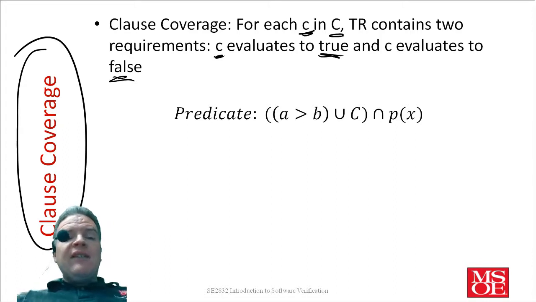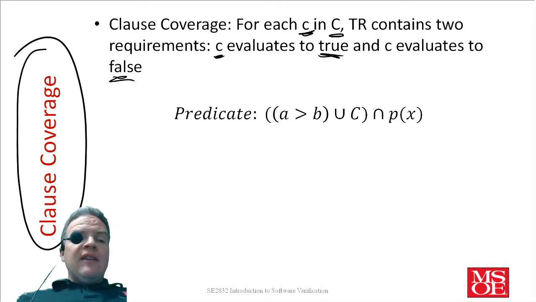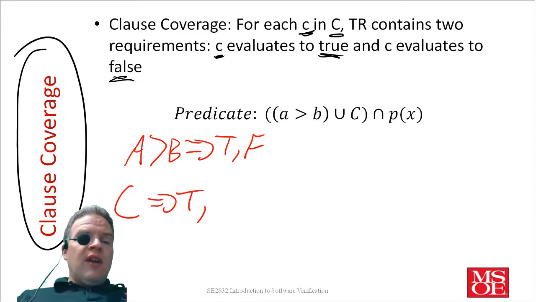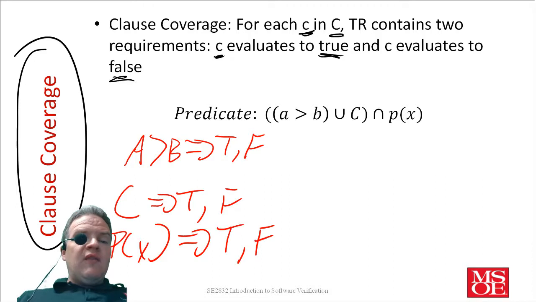So let's take a look at our predicate here. We have the exact same predicate that we had on the previous slide: A is greater than B or C, and with P of X. What I need to do in my testing is make sure that I have A greater than B being both true and false for that predicate. I want to make sure that C is both true and false, and that P of X is both true and false.